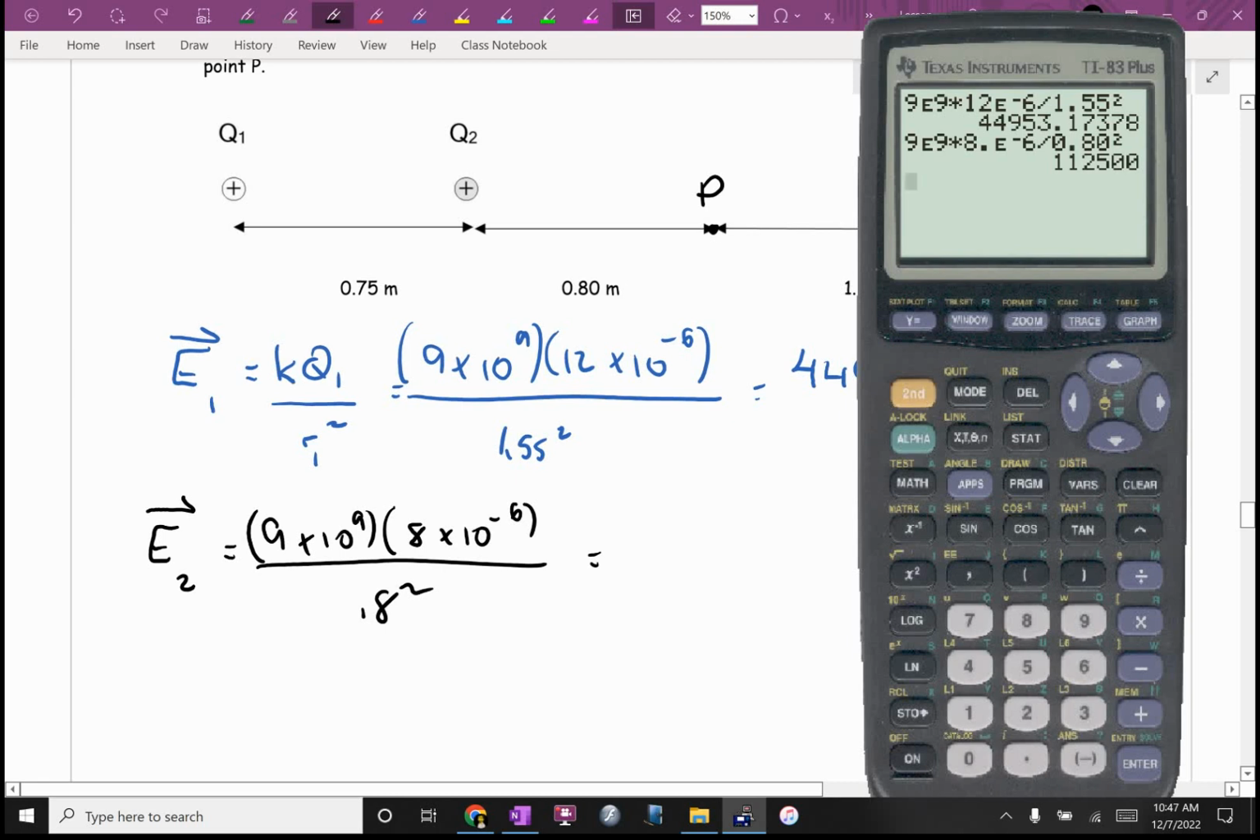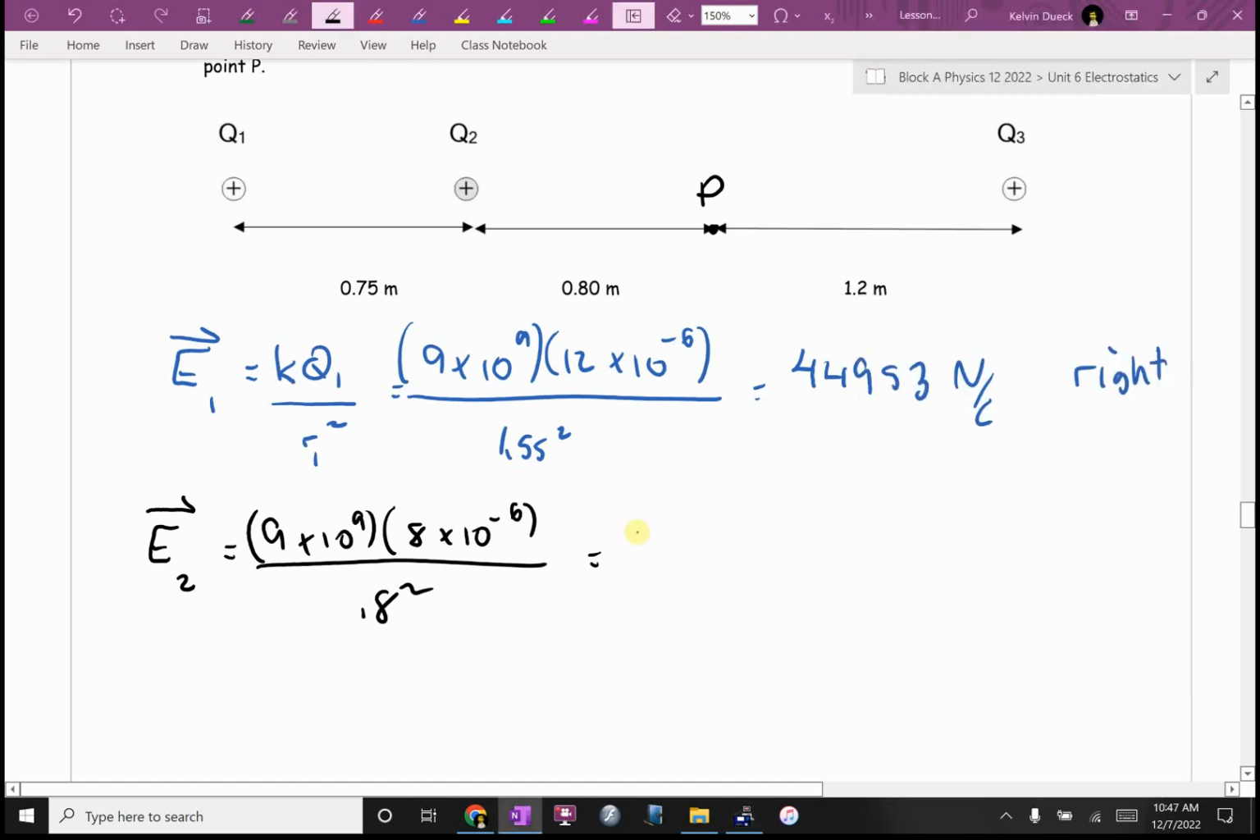Should it be bigger? Yeah, this charge is closer. Smaller charge, but way closer. That squared has a big effect. Direction.